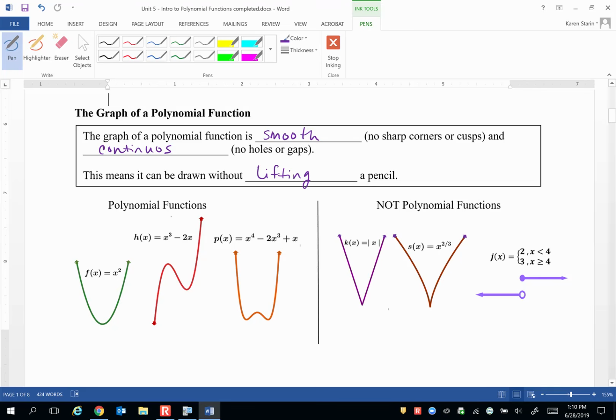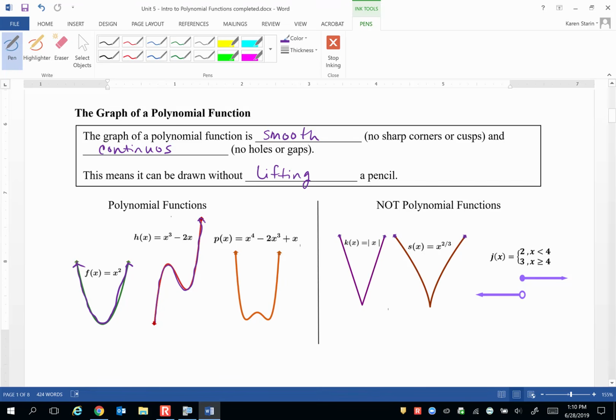Here's some examples of polynomial functions on the left. So we have our quadratic function in green here. If we were to trace this function, we'd never have to lift our pencil, and it's smooth and it's continuous. The graph in red is a cubic function. If we were to trace this function, we never have to lift our pencil, and it's smooth and continuous. All these turns are smooth turns.